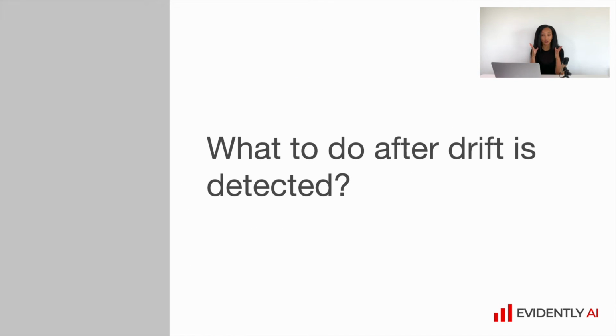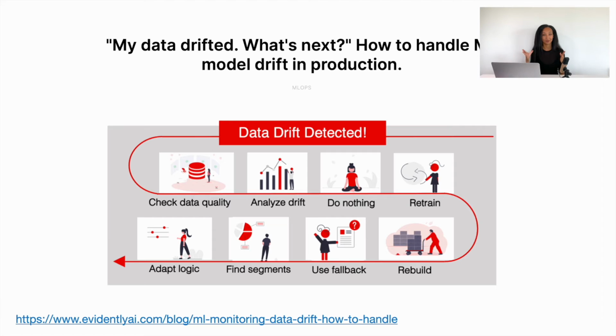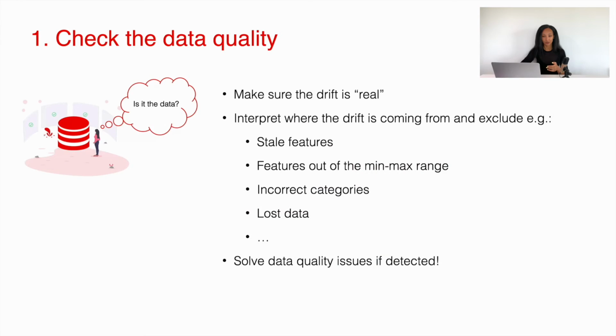Well, what to do after drift is detected? And it's a very important question. Luckily, we have a blog about it, so if you're interested to explore it in a lot of detail, I would suggest you go to this blog, but now I'm going to briefly discuss it with you. So first of all, if your drift is detected, you need to check data quality, and I personally believe that's the best first step. Why so?